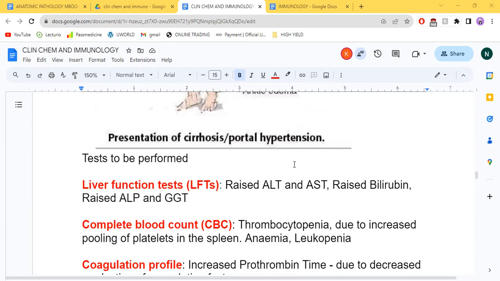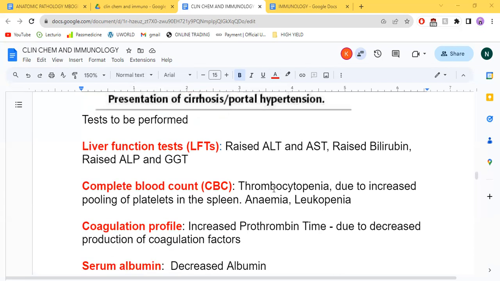So let's go through the tests. They do LFTs to assess liver function. It's more for liver function, to check the liver function. Then we check CBC. This test measures different types of blood cells: red blood cells, white blood cells, platelets. Portal hypertension can lead to decreased platelet count, a condition known as thrombocytopenia, due to increased pooling of platelets in the spleen. So the CBC will reflect the blood counts.